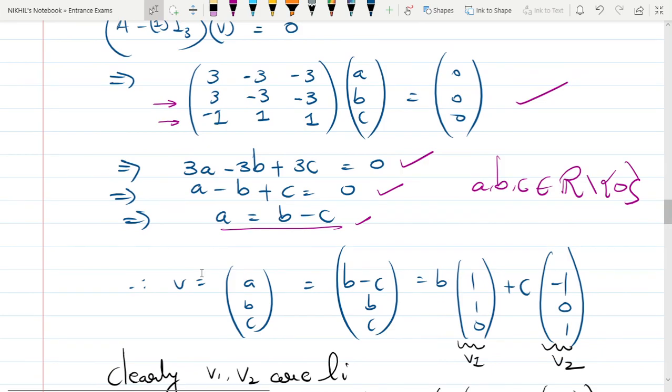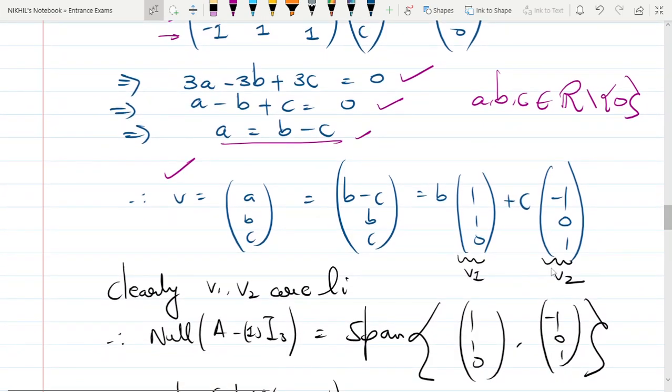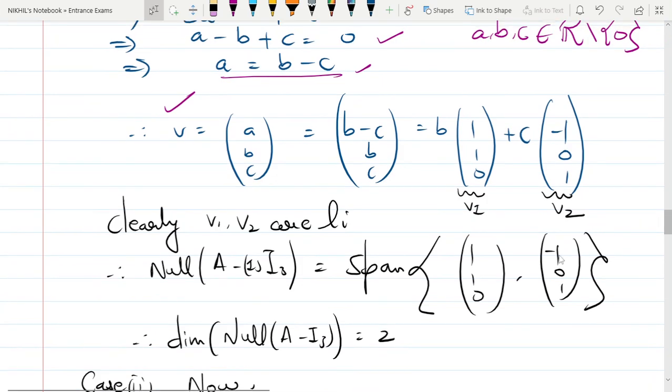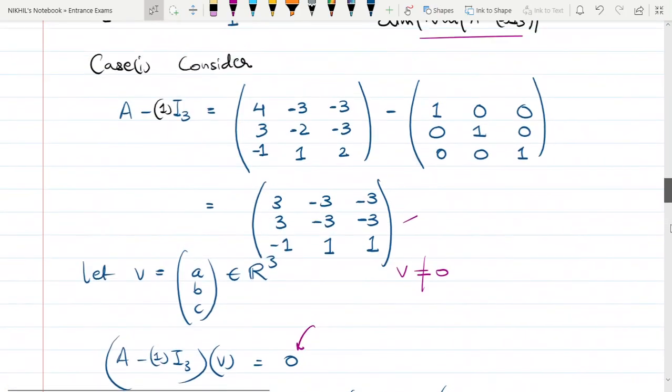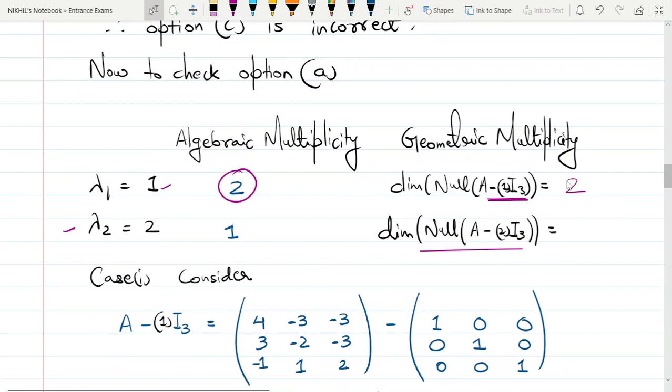Now every vector in my null space can be written as a linear combination of these two. Clearly these two are linearly independent as they are not scalar multiples of each other. Clearly V1 and V2 are linearly independent and the null space is spanned by these two. So these two vectors form the basis for this null space, and therefore the dimension of this null space comes out to be 2. So if you go back, you see here that this option comes out to be 2.